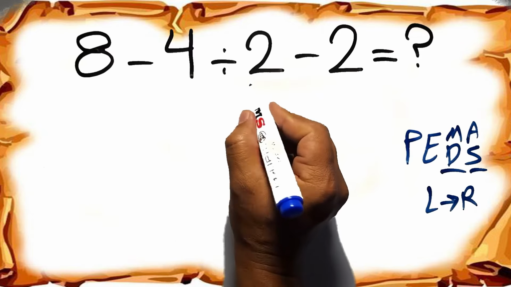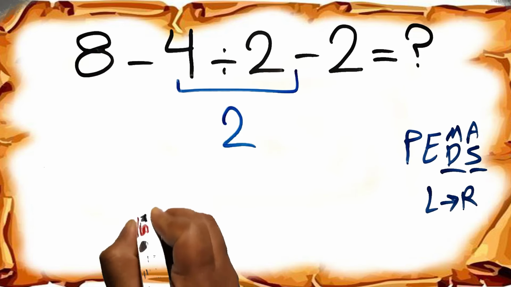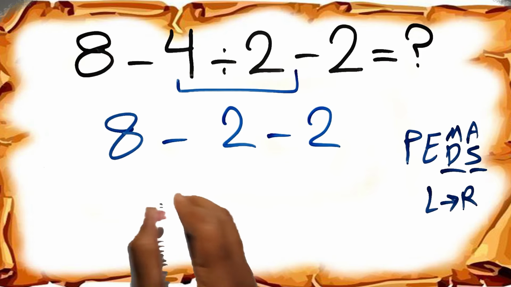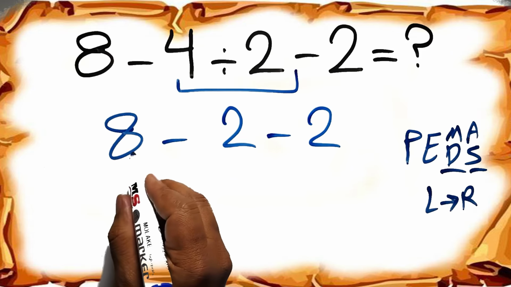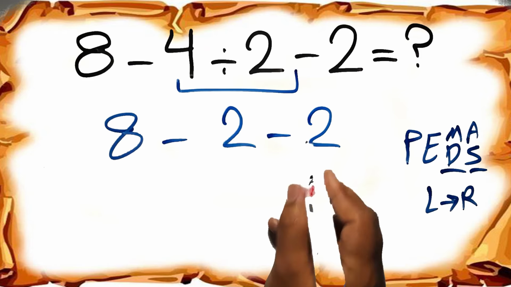So first this division, 4 divided by 2 gives us 2. Now, we have 8 minus 2 minus 2. In this expression, we have 2 subtractions. And when we have more than 1 subtraction in an expression, we have to work from left to right.